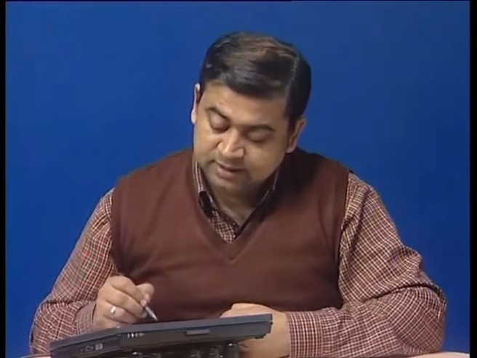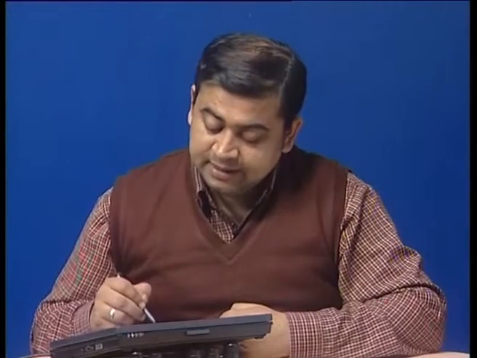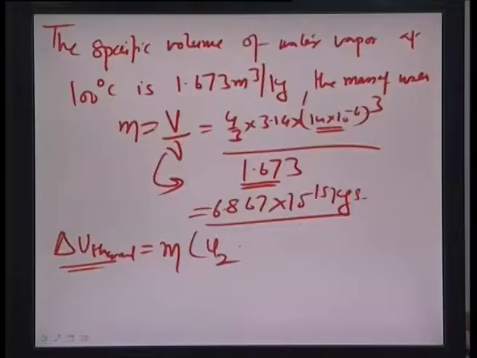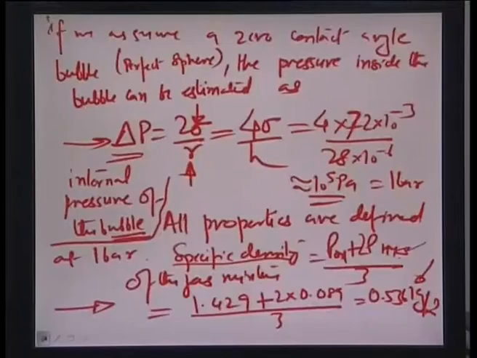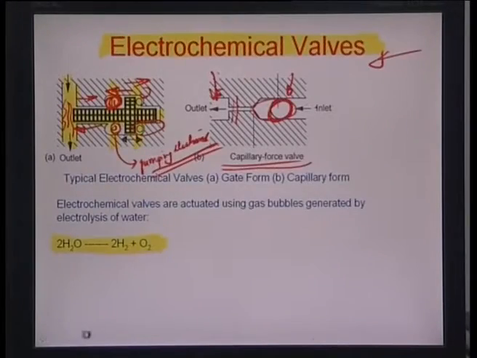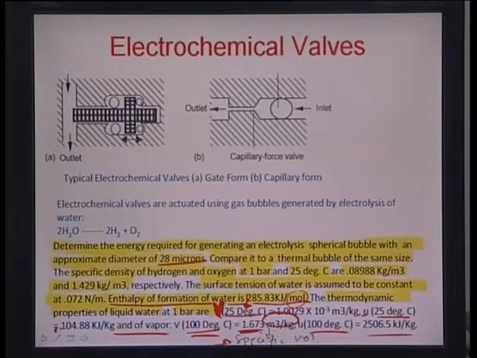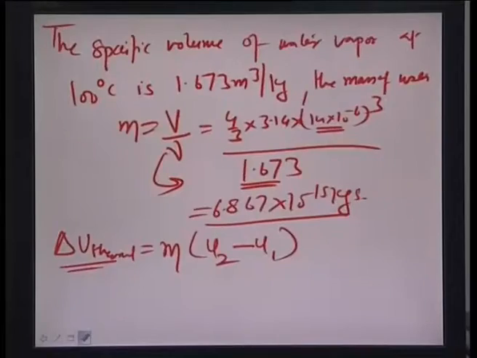the mass that is needed to be converted in kgs multiplied by the internal energy at 100 degrees minus the internal energy at 25 degrees Celsius. If you look back in the example, both these values are given here. The internal energy at 100 degrees is about 2506.5 kilojoules per kg, and that at 25 degrees is about 104.88 kilojoules per kg. And so we are multiplying by the mass in kgs, so we are left with this equation which is in kilojoules of energy.